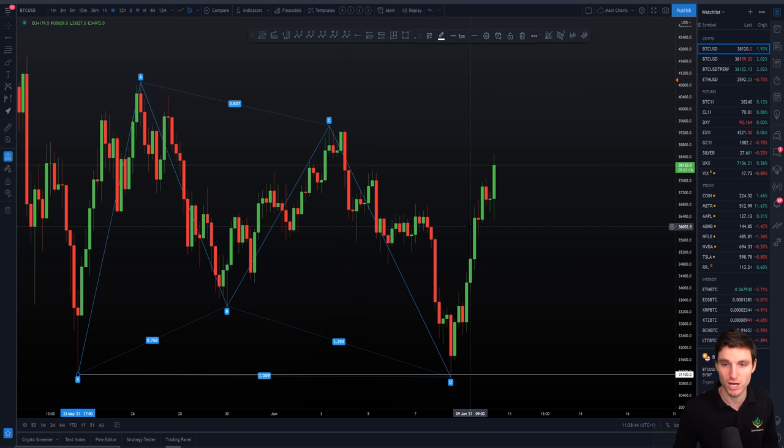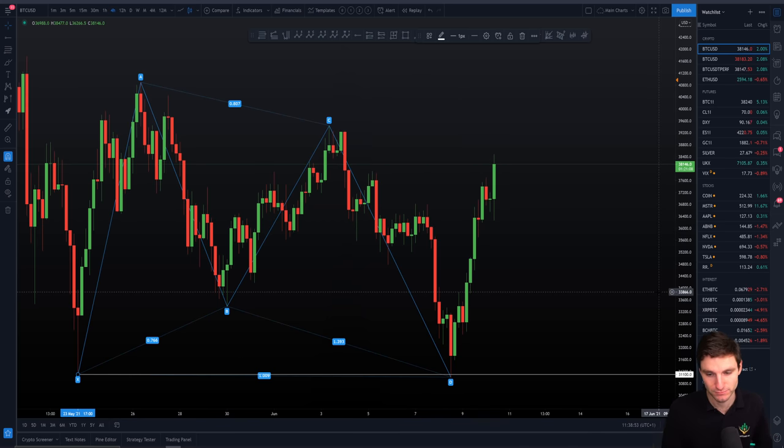At the time I was looking at a Gartley, but this ended in a butterfly. For me, the harmonic name is kind of irrelevant. The setup is the same off of it, and it was really a swing failure pattern. But we'll go through that in a little more detail as we progress.